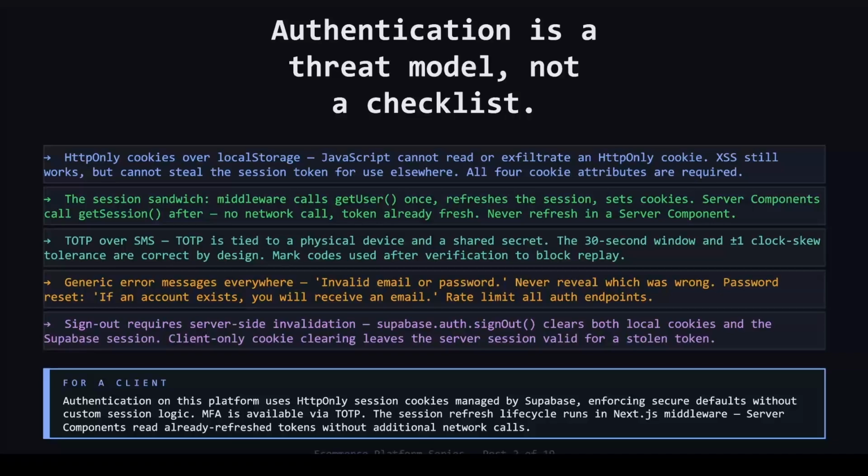Generic error messages everywhere. "Invalid email or password." Never reveal which was wrong. Password reset always says, "If an account exists, you will receive an email." Rate limit all auth endpoints. Sign out requires server-side invalidation. Supabase auth signOut clears both the local cookie and the Supabase session. Client-only cookie clearing leaves the server session valid for a stolen token.